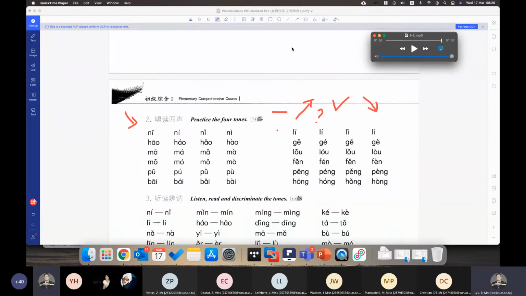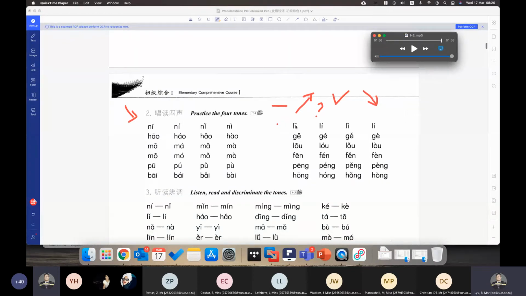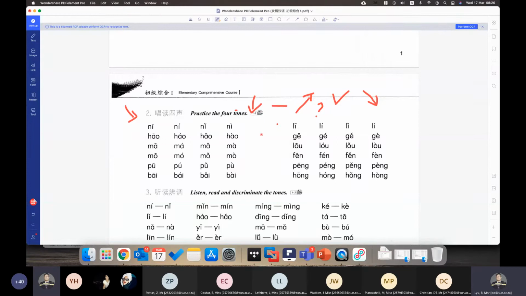Right, perfect. There's really not too many things to say about those four tones, but to get that feeling is the key. How can you get it? You just play the recording. Go to Sunlearn, download this 1-2, put it on your phone and listen while you're walking around.